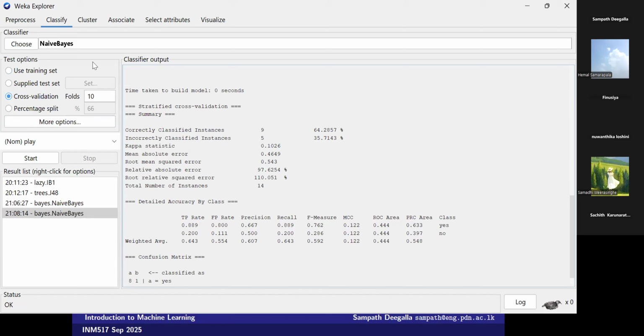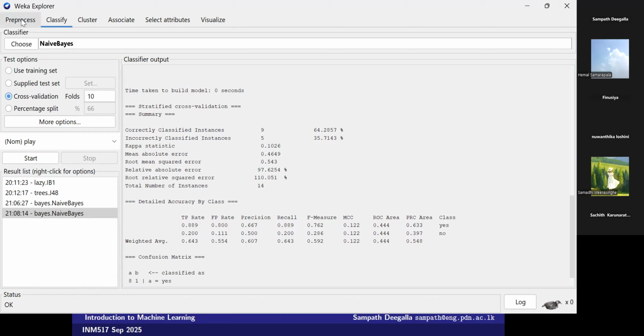What I mean by test option is, given a data set, we are going to build a model and we have to identify how good our model is for new data. And that's exactly what we are trying out here using different test options. Let me show you this.